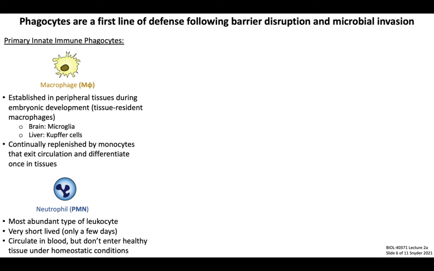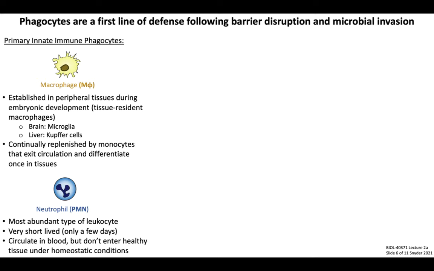Neutrophils are the most abundant type of immune cell, or leukocyte, and in contrast to macrophages, have an extremely short lifespan of only a few days. They're primarily found circulating in blood following their development in the bone marrow, and don't typically enter peripheral tissues under healthy homeostatic conditions, although they are recruited to tissues in response to signs of infection.